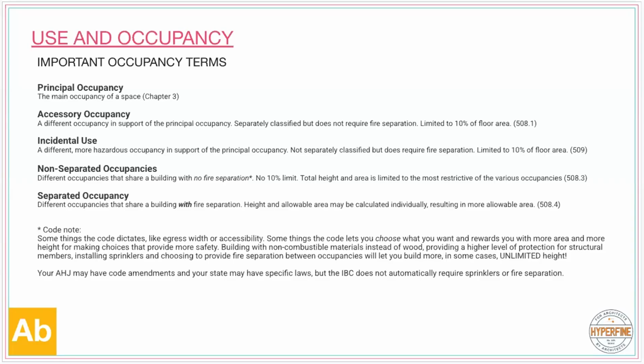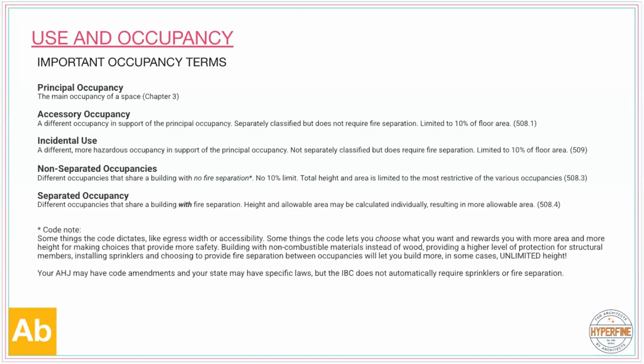So my code note down here is that the code dictates some things, like the maximum riser height or the width of the egress, things that you have to follow. But there's other things where it gives you the option of choosing to build in a different way or choosing more or less safety. So you can choose sprinklers or not.